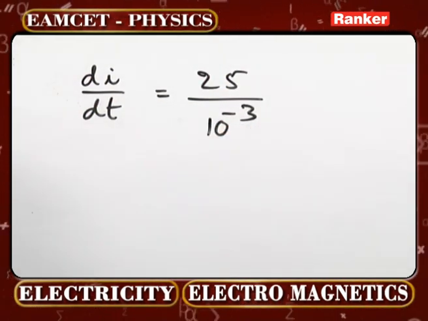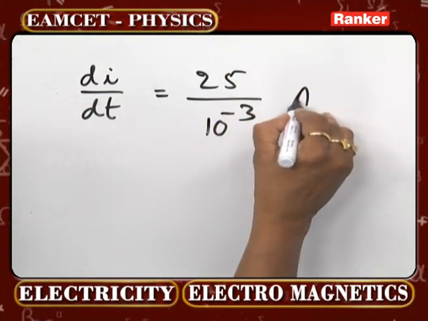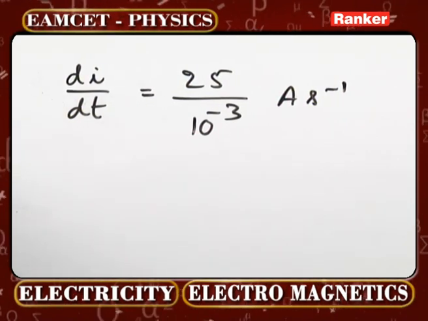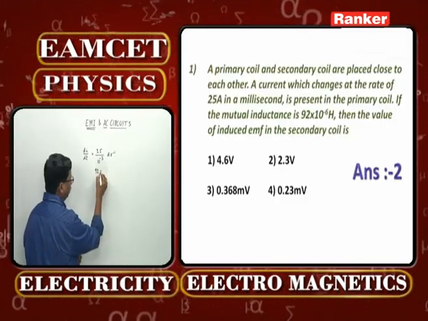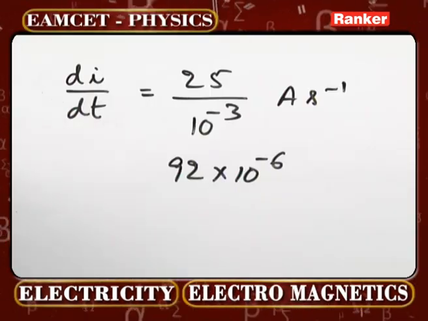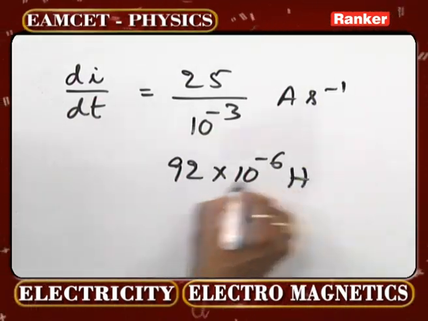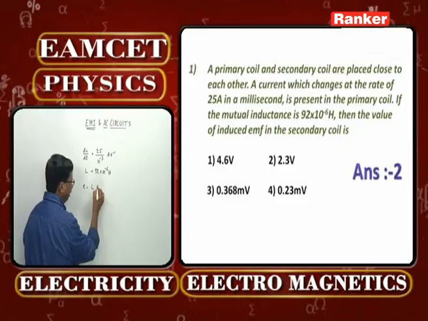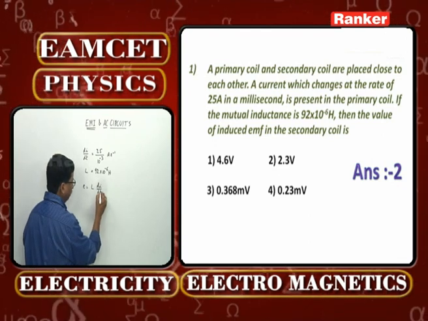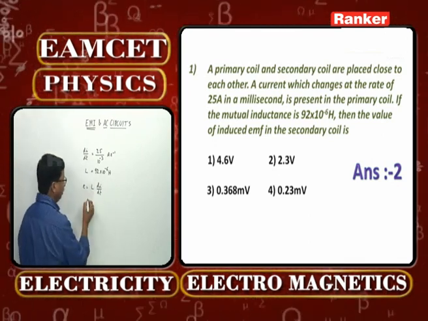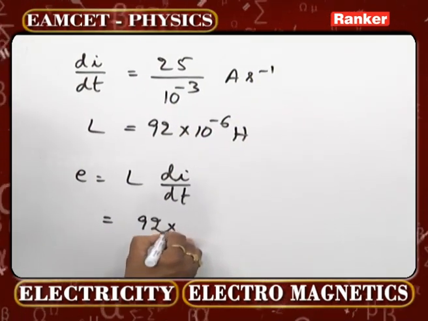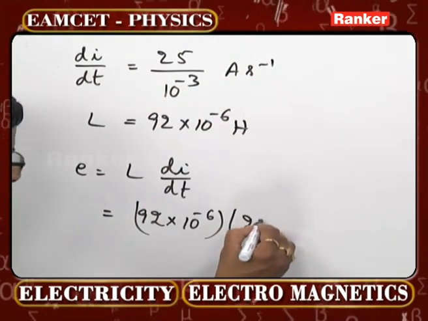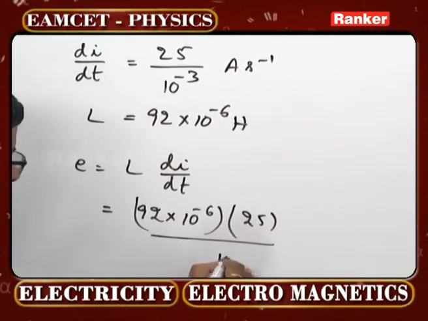Milli means 10 power minus 3. So you can write this as 25 by 10 power minus 3 ampere per second. And what else has he mentioned, the second value? It is 92 into 10 to the power minus 6 Henry, that is the inductance coefficient he gave. What is the question? E equals L di by dt. That is the direct formula. So what should we write now? 92 into 10 to the power minus 6 into di by dt, that is 25 by 10 power minus 3.